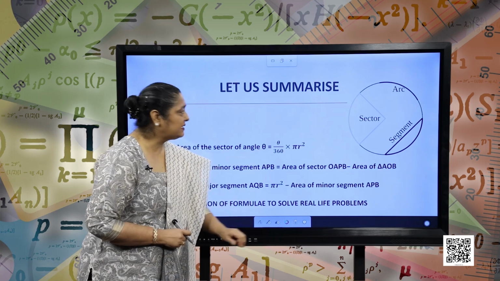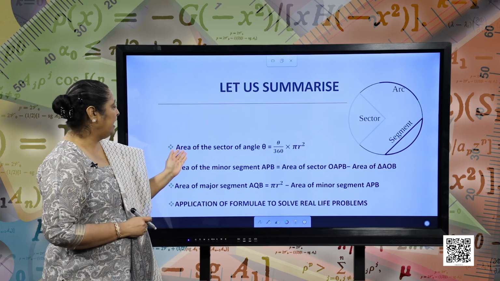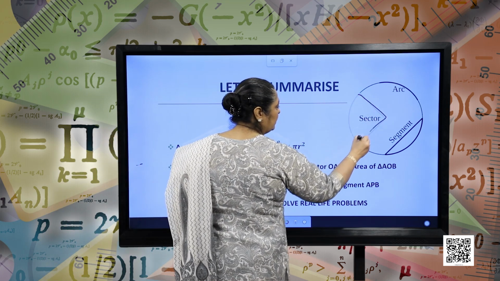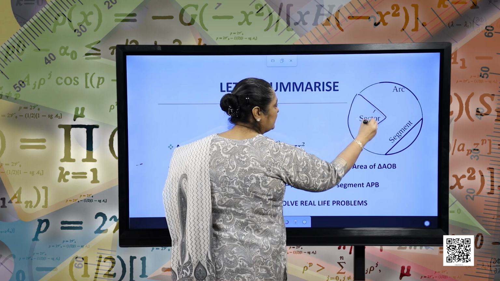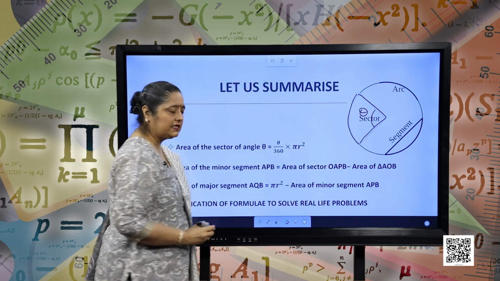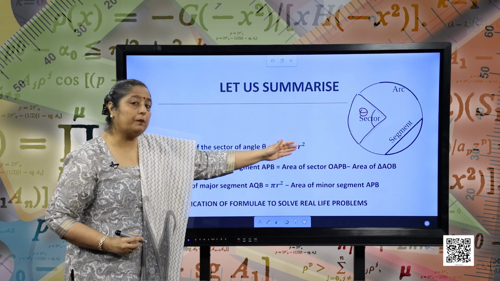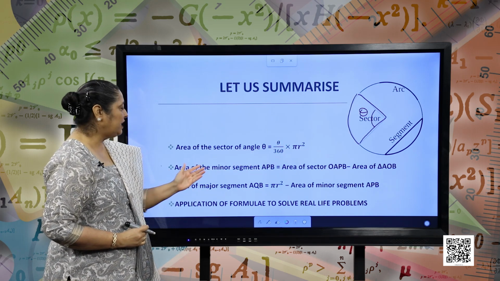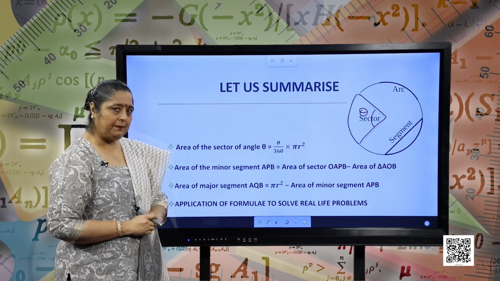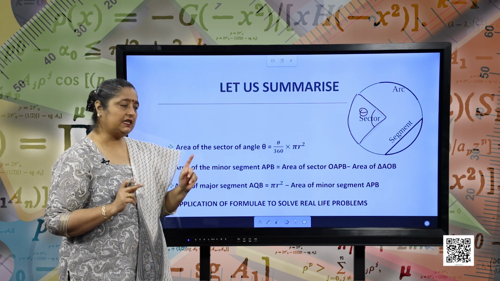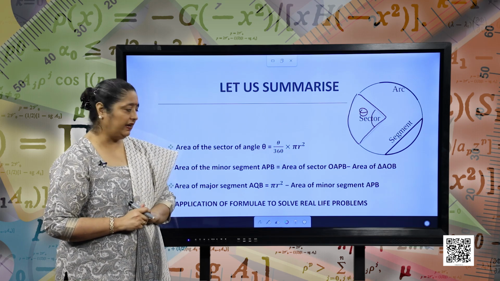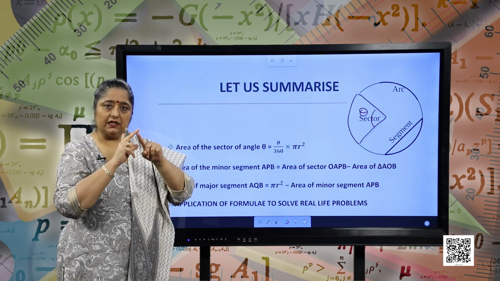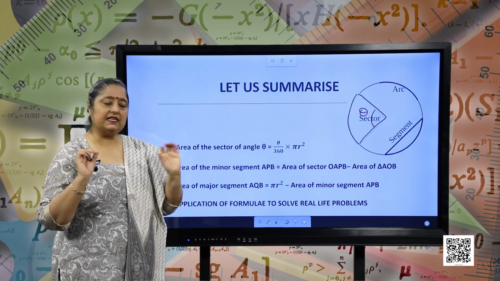So, now let us summarize the whole lesson. Area of the sector of angle theta. This is the sector, right? This whole is the sector and this angle is theta. Then the area is given as theta by 360 into pi r square, where r is the radius of the circle. Also, we have studied about the area of the minor segment APB, which is given as area of the sector minus the corresponding triangle. Area of the major segment will be area of the complete circle minus the area of the minor segment.